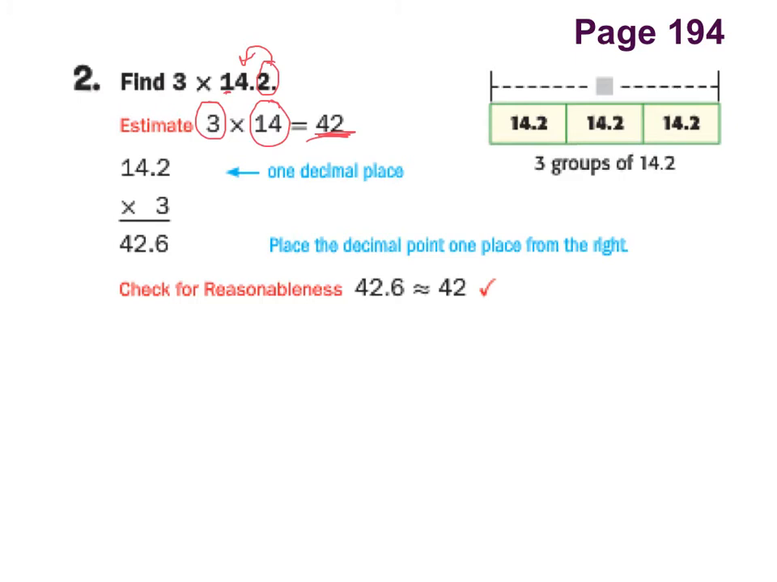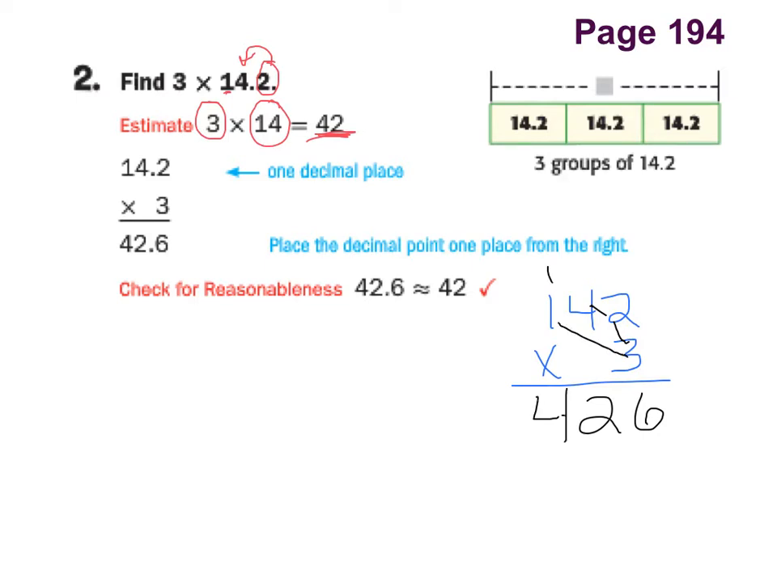So, going back, I'm just going to drop the decimals. I'm going to take 142 and multiply by 3. 2 times 3 is 6. 4 times 3 is 12, carry the 1, and 3 times 1 is 3 plus 1 is 4. So now my estimate was about 42 up here. So I need to place my decimal somewhere where my number will be close to 42. Putting it in between the 2 and the 6 does that for me, because I get 42.6 for my answer.